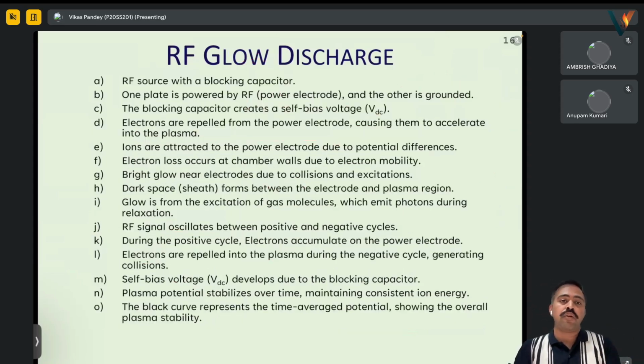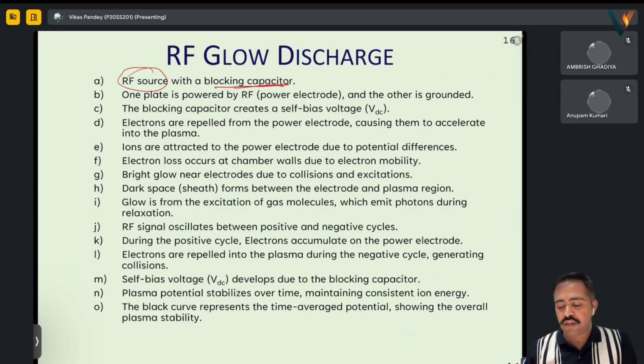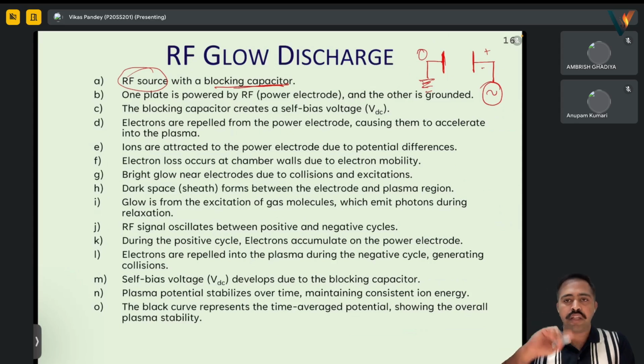Whereas if we are talking about RF glow discharge, it is an RF source with a blocking capacitor. One plate is powered by RF and the other is grounded. So we have one grounded plate, not an anode, it is simply grounded. And here we have positive and negative changing. This is ideally zero, and this is going positive and negative, positive and negative.